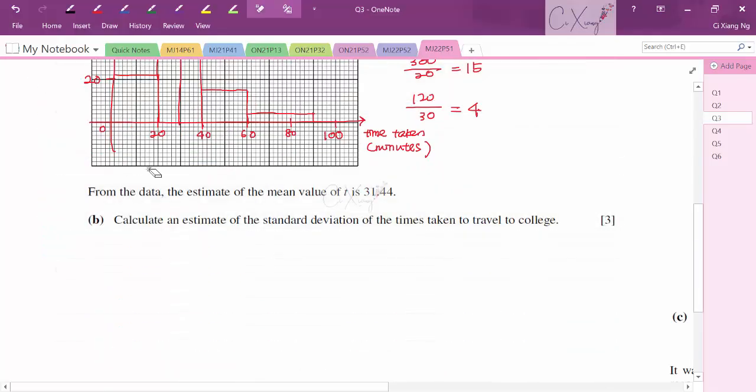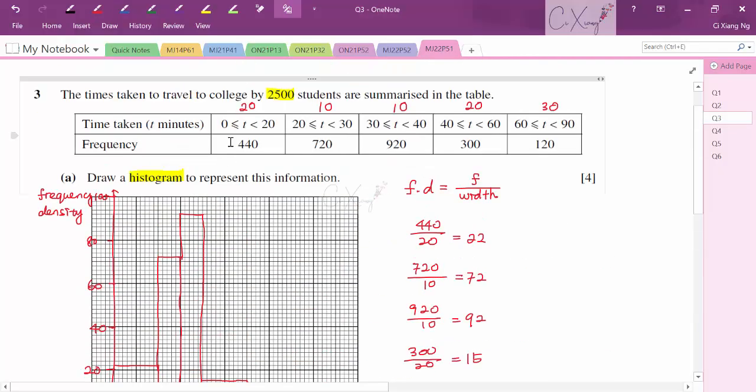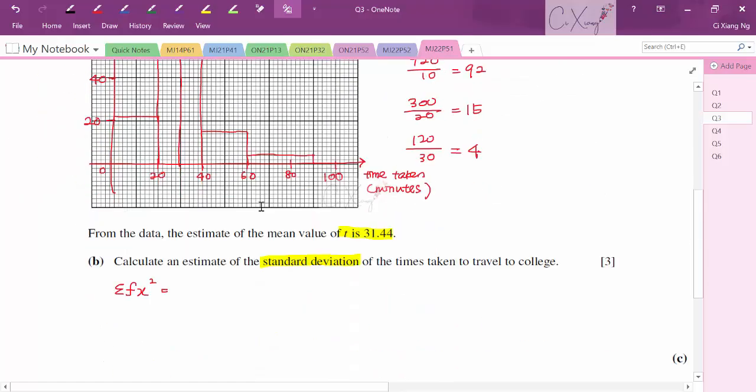Let's start. To calculate the standard deviation, generally I need to have the formula, and inside the formula I need the summation of fx squared. The summation of fx squared means that you multiply the f together with the midpoint. X will be the midpoint for each class, and we square it. As an example, for the first class, the midpoint will be 0 plus 20 divided by 2, you get 10.